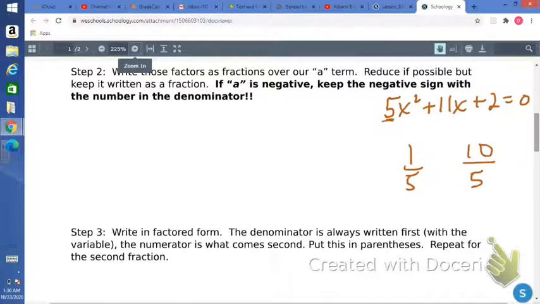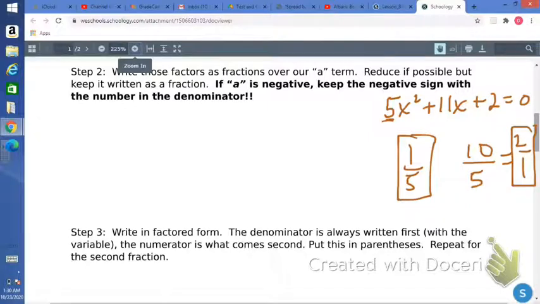Alright, so this is nothing different than what we did in the past, but remember in the past our a was 1, so we would be dividing by 1. Well, that's not the case here. We're going to be dividing by whatever our a is. Now it says to reduce if possible, but keep it written as a fraction. Alright, so we are good here, but 10 over 5, that's going to equal 2 over 1. So it's important to reduce, but keep it as a fraction. Alright, and so there's really the only difference. We're putting our factors over our a.